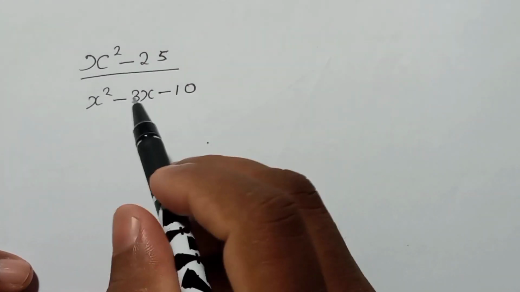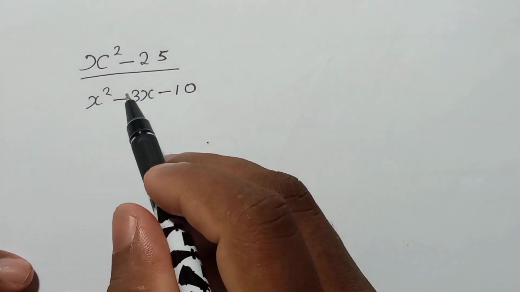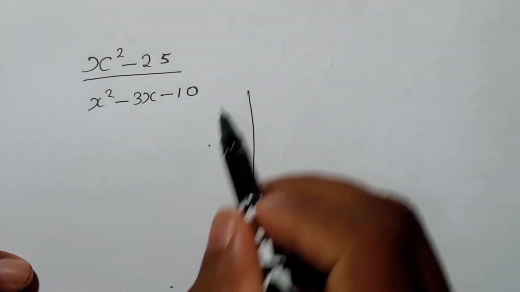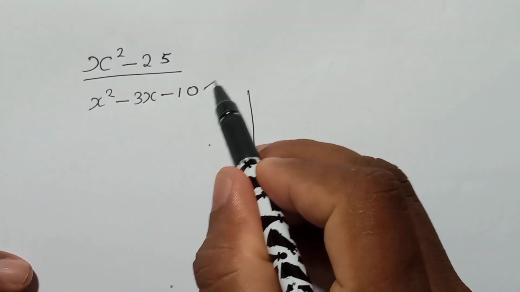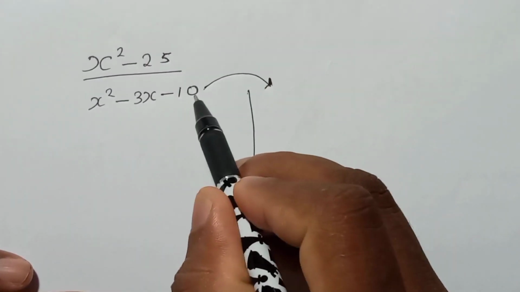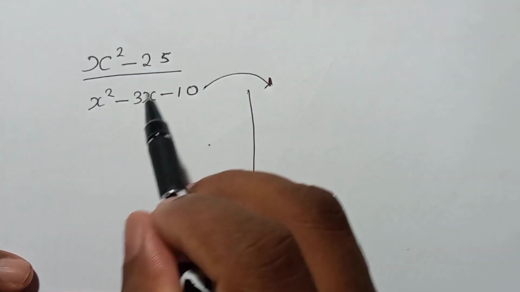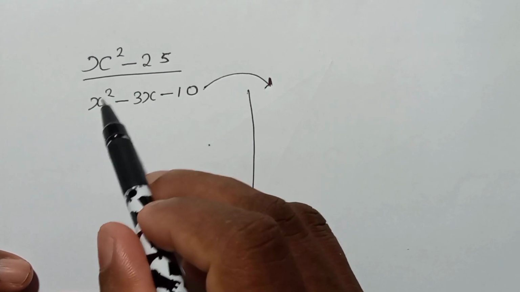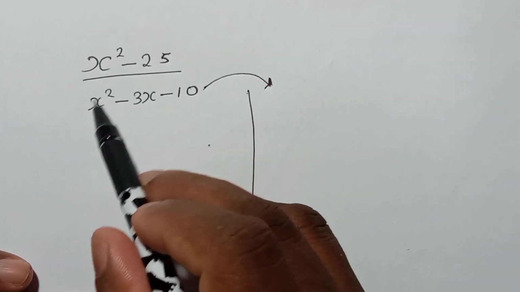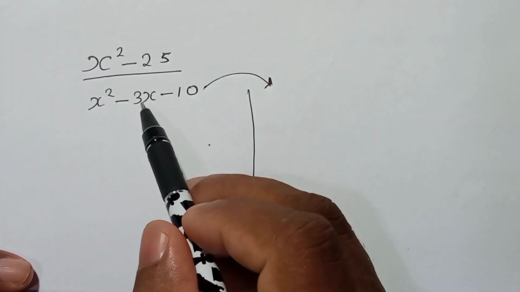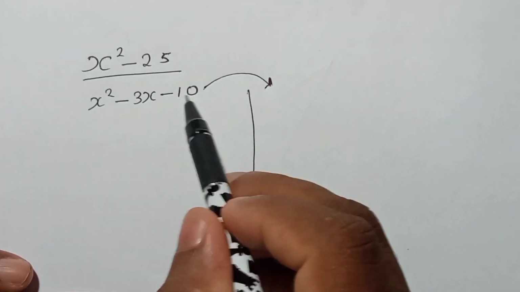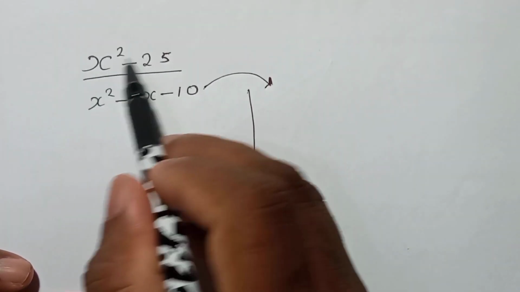Okay, now here they ask us to simplify this. Now I will show you how to do it like this. This one, I will factorize here. I can replace this with the factorized form. So I can write the same thing using factors. This also I can factorize.